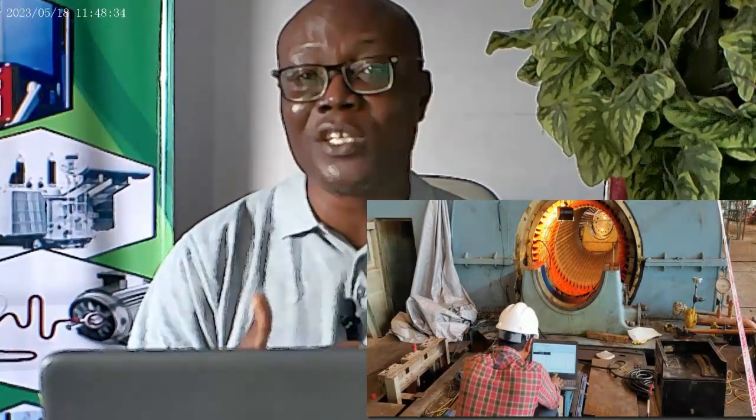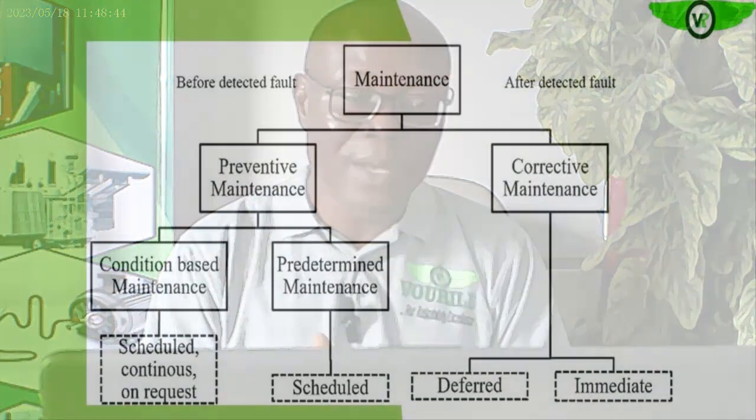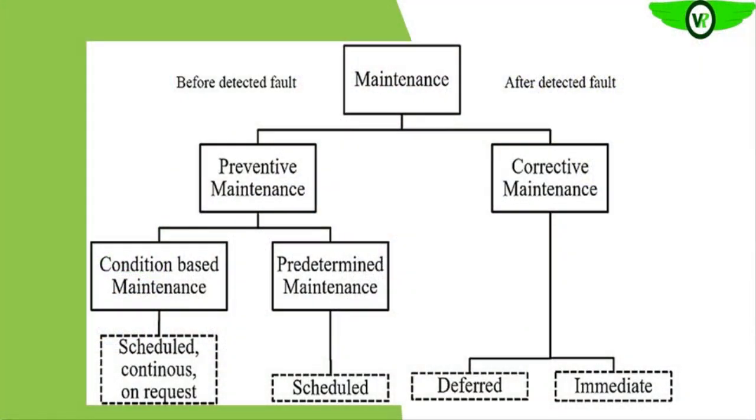Then we have corrective maintenance. That means the equipment has failed, so we want to restore it back into its functional status. That is corrective maintenance. There is a failed condition that you want to correct. So under preventive maintenance, like I said earlier, we have the predetermined maintenance, which is the scheduled maintenance.